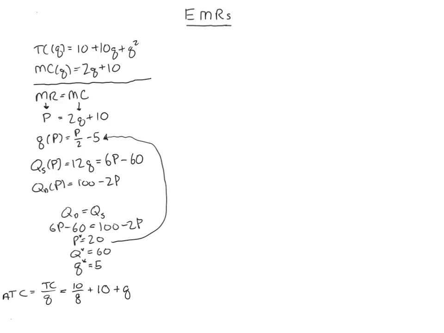And now we can get our ATC star, ATC for the specific quantity of 5, so that we get 10 over 5 is 2, plus 10, plus Q is 5, gives us 17. So our ATC star is 17, our P star is 20. So this is not in long-run equilibrium. This is firms are making a profit, P is greater than ATC. We could calculate that profit, but it'll take too much time. I don't feel like doing that.